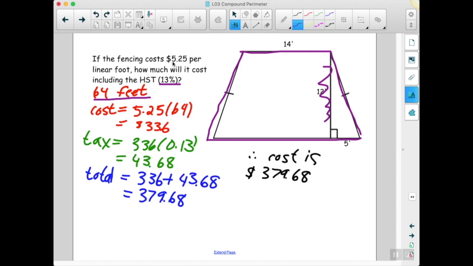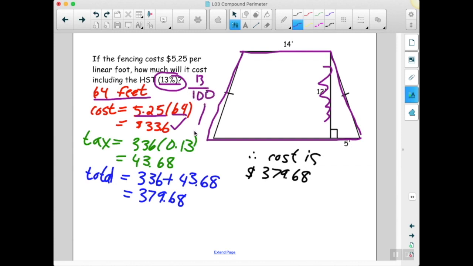Each linear foot has a cost of $5.25. So 5.25 times 64 will give me the total cost of the fencing. Now that works out to $336. Now I'm going to have to pay HST, the harmonized sales tax, on that. So to find the sales tax, I'm going to multiply 336 by 0.13, because 13% is 13 out of 100.